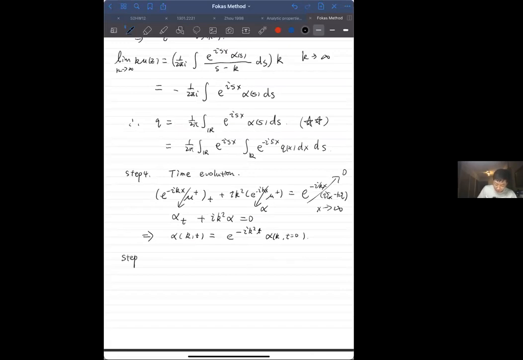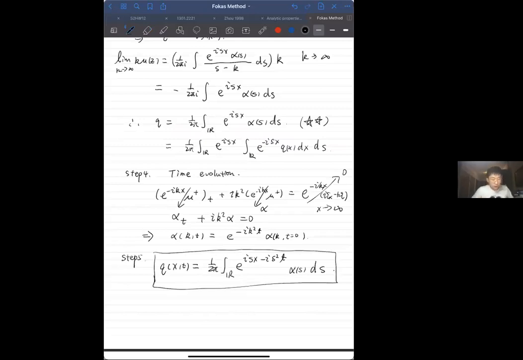Then you just plug into this equation. So step 5, you got the solution equal to the integral of e to the isx minus ik squared t alpha(s) ds, where the variable is s. So this is the solution to the linear Schrödinger equation. And that's the whole procedure for the inverse scattering. For a general nonlinear integrable PDE, you do the same thing.